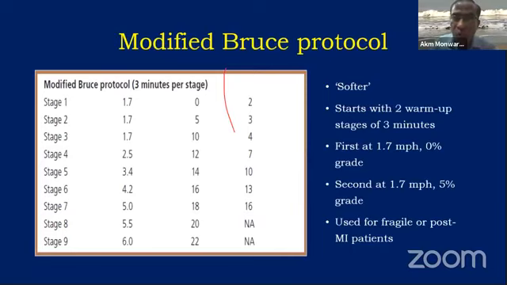The modified Bruce protocol, as I have already mentioned, is to some extent a softer protocol. There are 2 additional stages in comparison to the Bruce protocol, just before the starting of the main stage 1 of the Bruce protocol. In the first stage, there is no inclination at all. In stage 2, there is only 5 degree inclination. And stage 3 is the original stage 1 of the original Bruce protocol. So this is to some extent a softer protocol. You need not remember much.